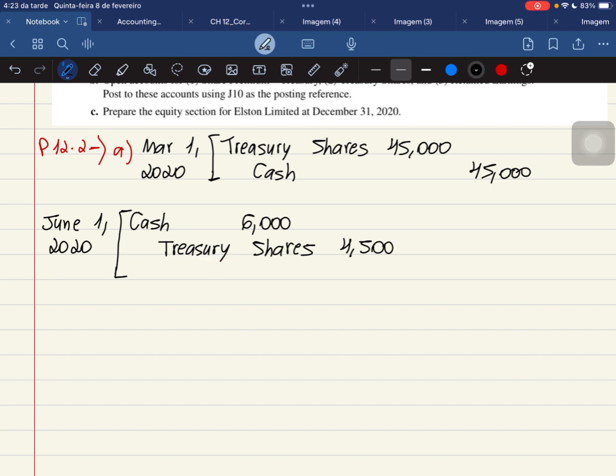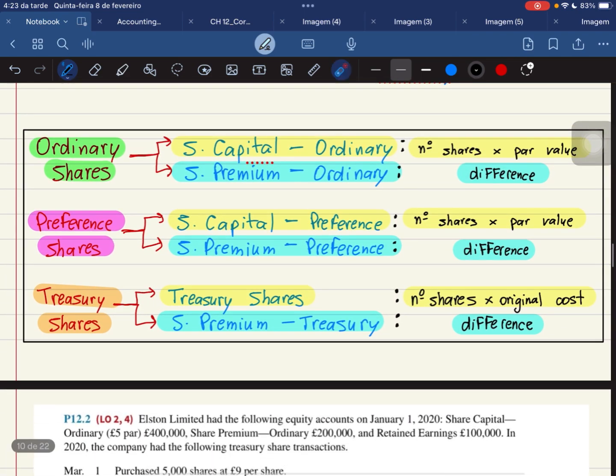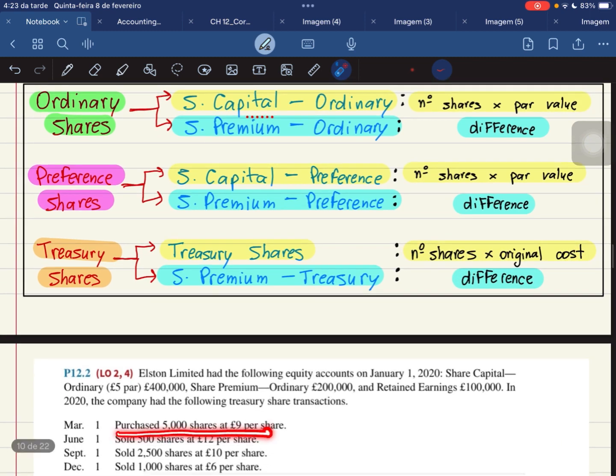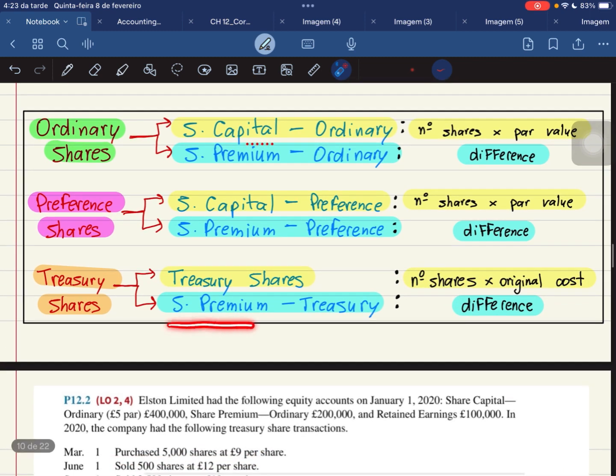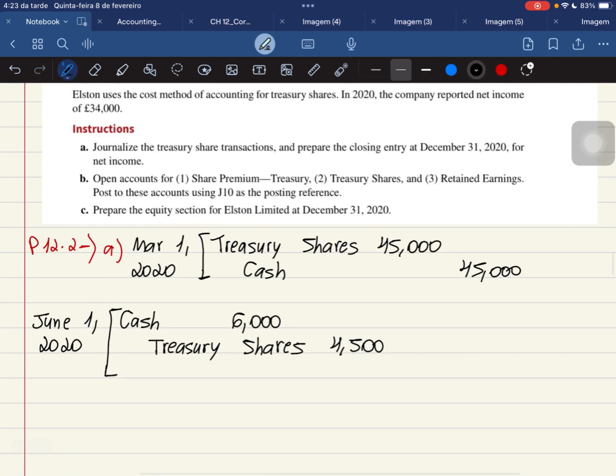Now, what about the difference between these two? Well, if you remember the sketch that I showed you before, when we're dealing with treasury shares, this amount is always going to be the number of shares times the original cost, which is what we just did, right? And this one over here, the share premium treasury, is going to be the difference between the two amounts. So over here, we're going to have share premium treasury credited by 1,500.